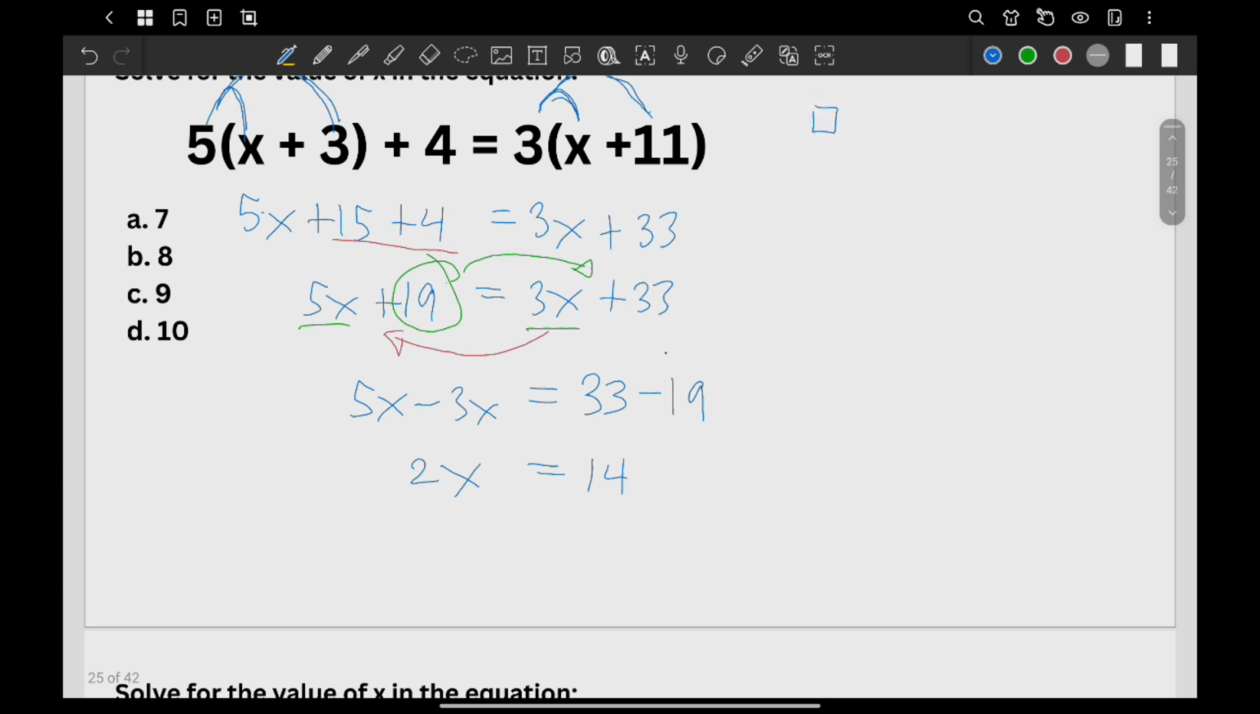Now let's check again the rules. Two rules. Positive, and then solo. Is the variable x already positive? Check. Solo? Not yet, because there is still a 2 there. And how do we remove that? Divide by 2 both sides. Cancel the 2. Okay. X is equal to 7. There you go. I hope you can follow so far.